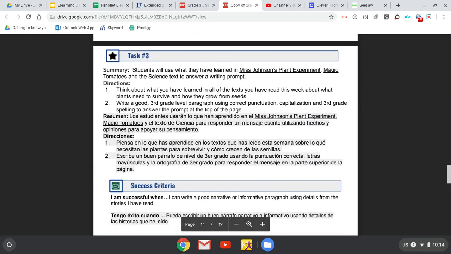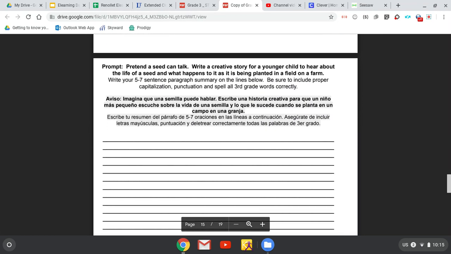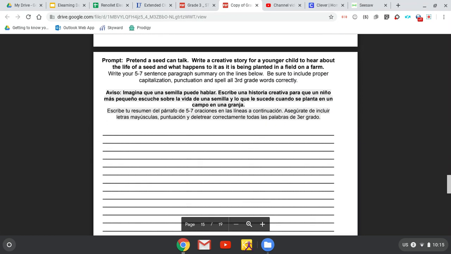Task number 3 is using creative writing. You are going to write a 3rd grade paragraph with correct spelling, punctuation, capitalization, and sentences that make sense. Let's look at what task 3 is. It's a writing prompt. It says, pretend a seed can talk. Write a creative story for a younger child to hear about the life of a seed and what happens to it as it is being planted in a field on a farm.